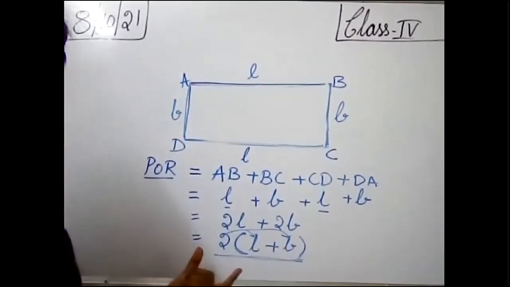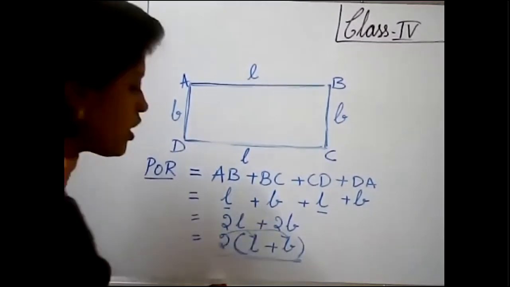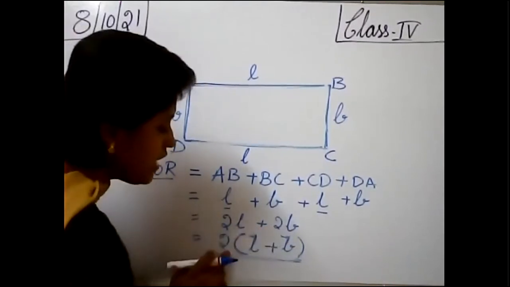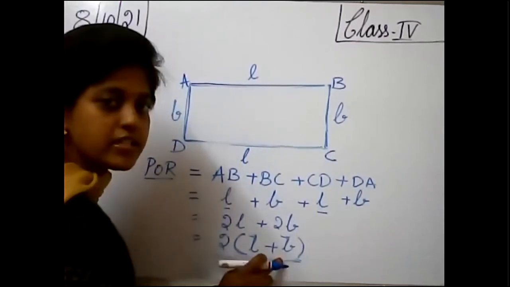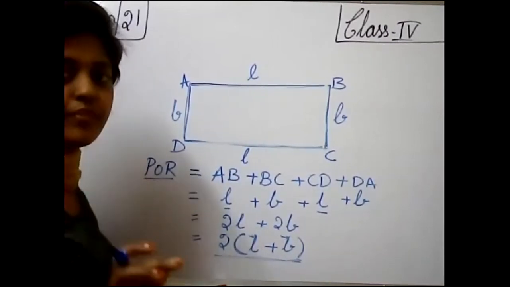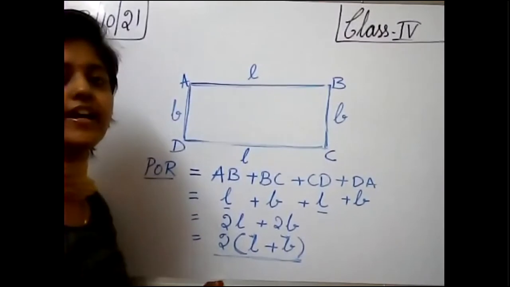Now you got it, children? Yes, ma'am. So the perimeter of a rectangle. What is the formula of the perimeter of a rectangle? 2 into L plus B.